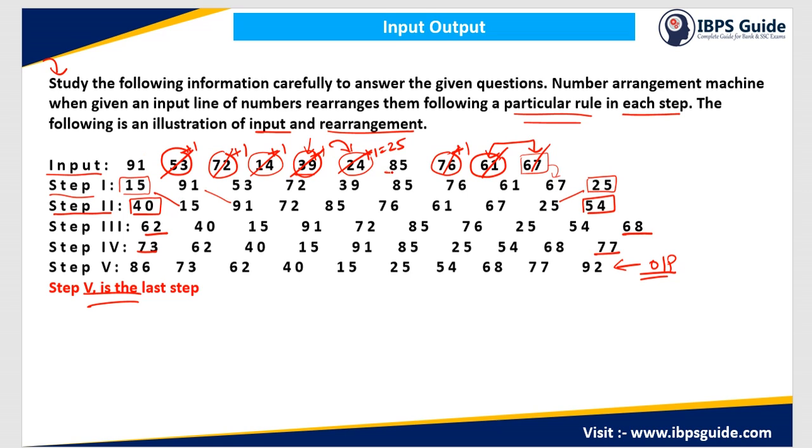Likewise, now we are left with 85. 85 plus 1 is what? 86, and 91 plus 1 is what? 92. And this is your output. So we have understood what the logic is.